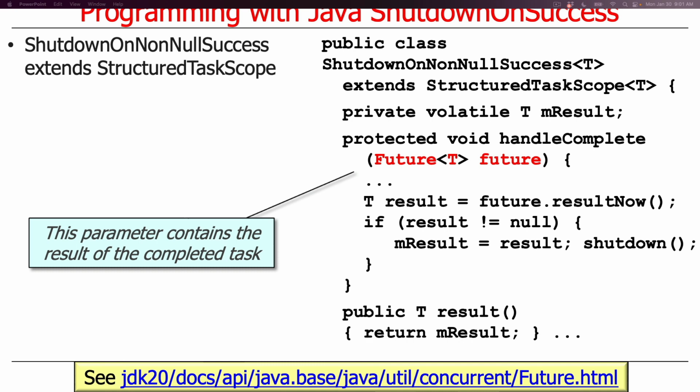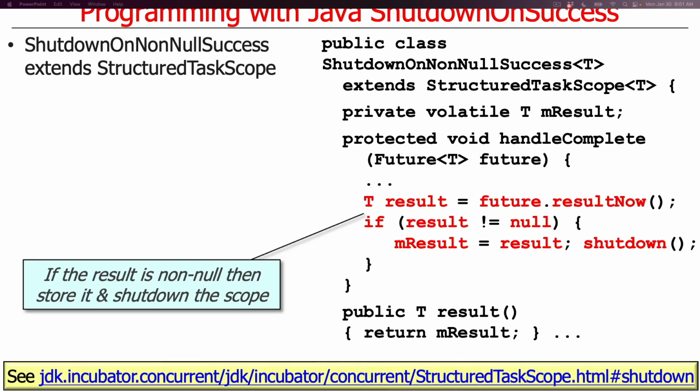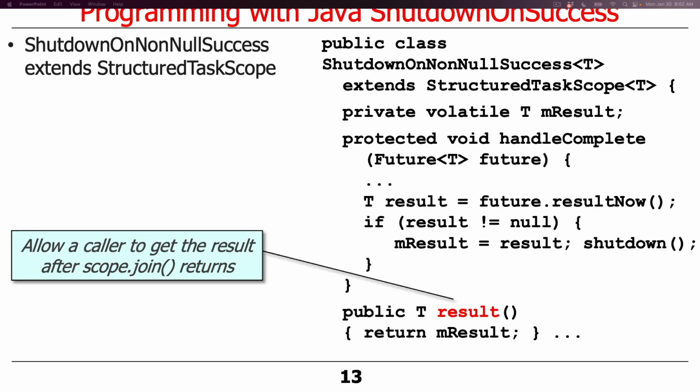But assuming that everything went well, we get the result from that future, and we check to see if the result is null. If the result is null, it means we don't want to shut down because we haven't got a successful result. But if the result is non-null, in other words, if the result doesn't equal null, then we store the result that we got into mResult, which is that field, and then we call the shutdown method. Shutdown basically shuts all the other threads down that we're running and ignores any results that they may have. So that's how we're going to be able to get the final result.